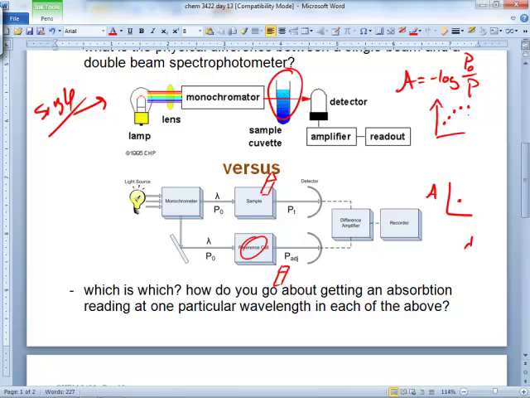The double beam just does it for you, because you need to get an incident intensity at each single wavelength, right? So you have to be popping out cuvettes the whole time. Does that make sense? Whereas with this one, you just put them in there and let it run.